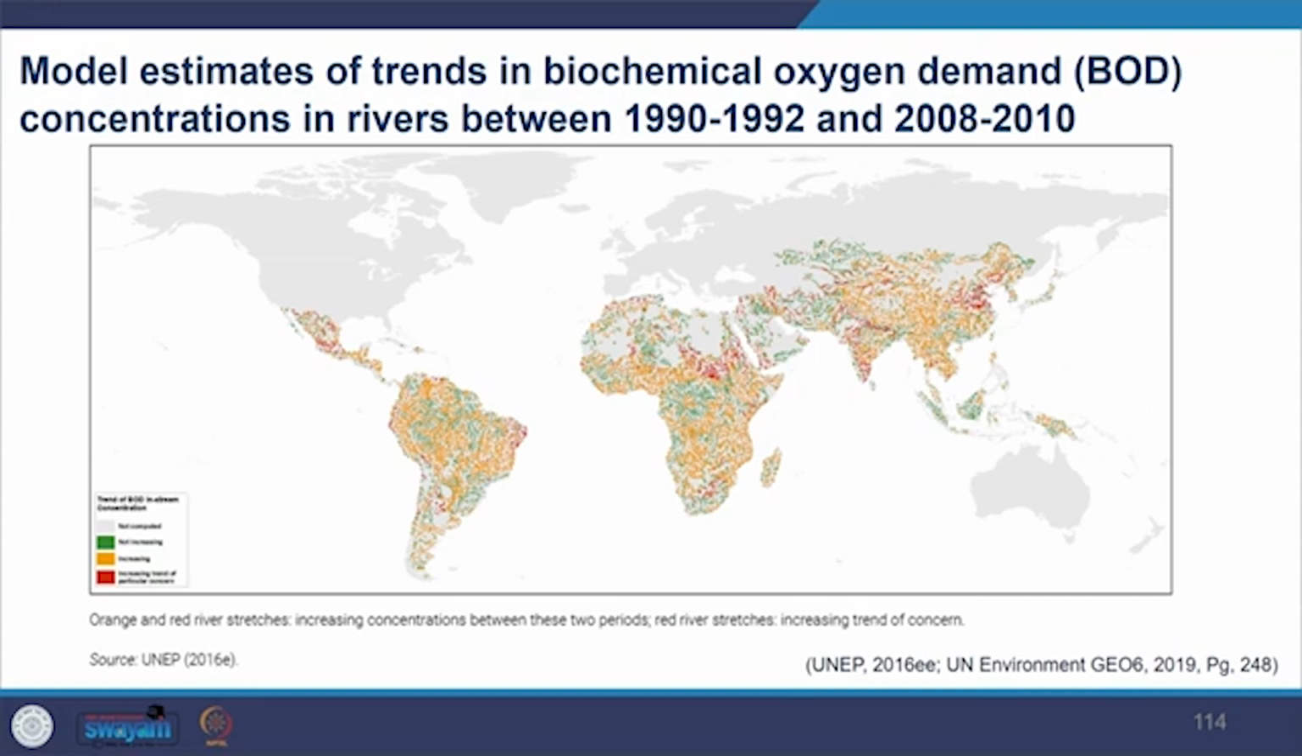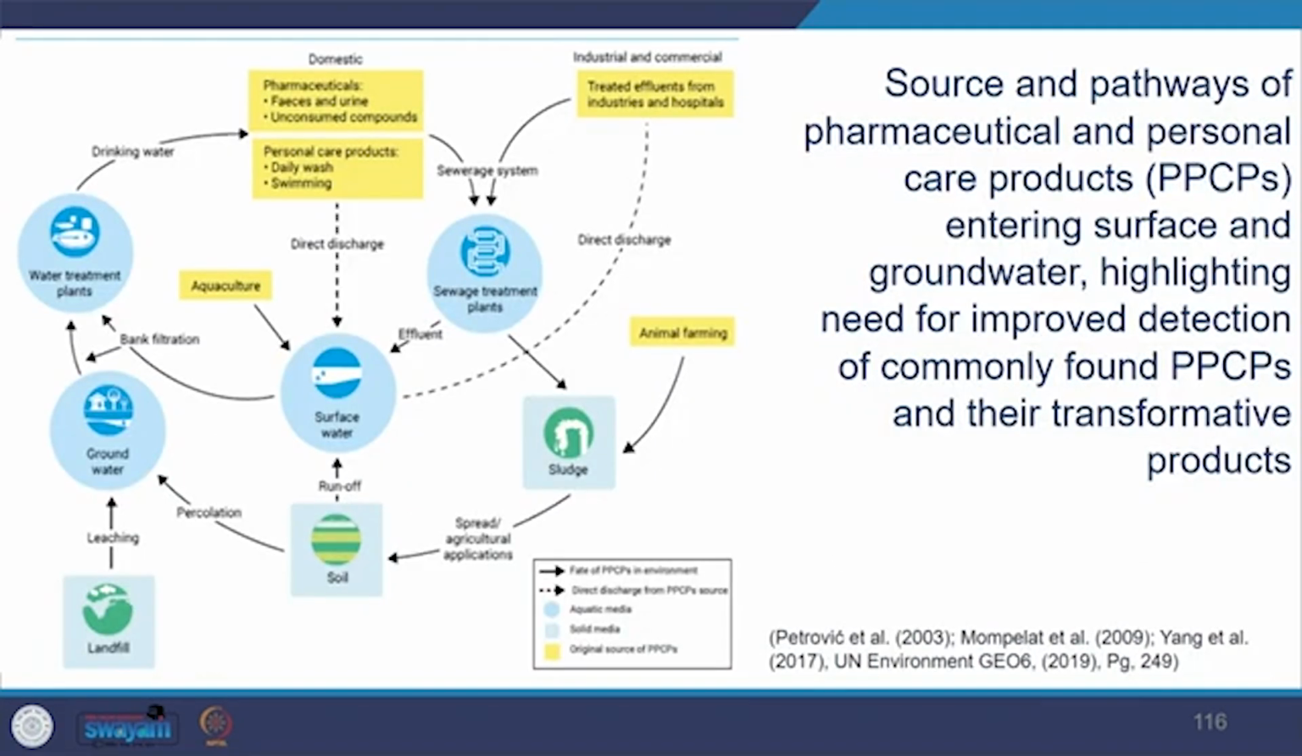In the image you can see the model estimates of trends in biochemical oxygen demand concentrations in rivers between 1990-92 to 2008-10. The red color streams indicate the increasing concerns. Scan through the image and see where you see the red color streams. You can see here. So in the image you can see the sources and pathways of pharmaceuticals and personal care products entering surface and groundwater. You can see here how it's happening, all the sources, how they are entering.